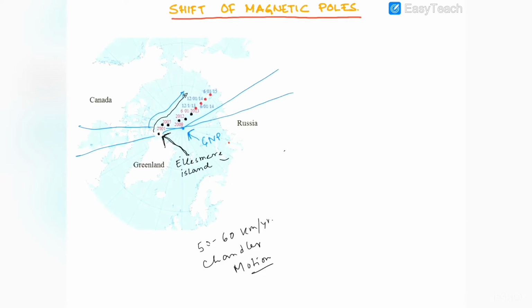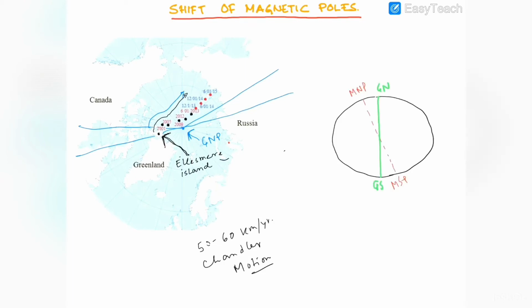Now if you keep this concept in mind, you can also say that the declination of certain places will also change, because declination of a particular place is the angle between the line joining that place with the magnetic north pole and the line joining the geographical north pole. So if the magnetic north pole is shifting, the angle of declination will also shift. We'll try to understand this with an example of Allahabad.